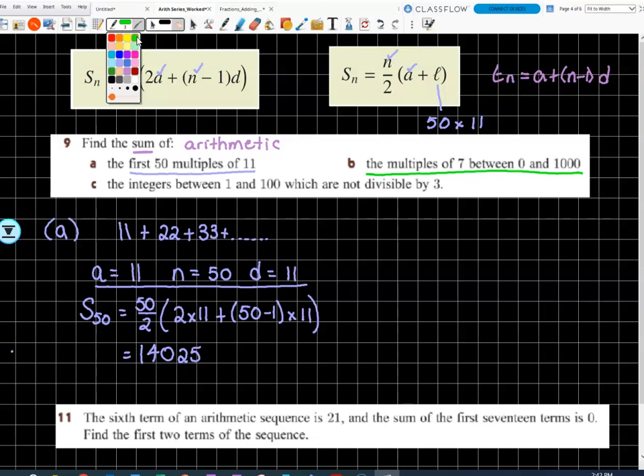Okay. The multiples of 7 between 0 and 1,000. So once again, not quite sure. We say 7 plus 14 plus 21 plus all the way up to, do I say 1,000?